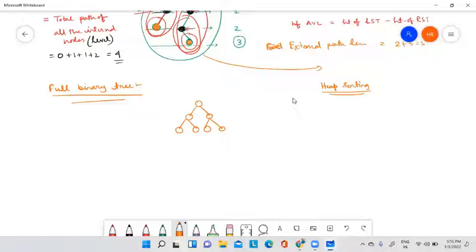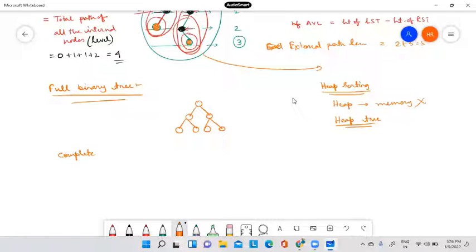To create a heap sort, or to create a heap, remember, this heap is not the heap memory. This is not the heap memory. This is not the heap memory. Here, heap is a tree. Heap is a tree. Okay. So heap tree is actually another kind of binary tree, which is called a complete binary tree.